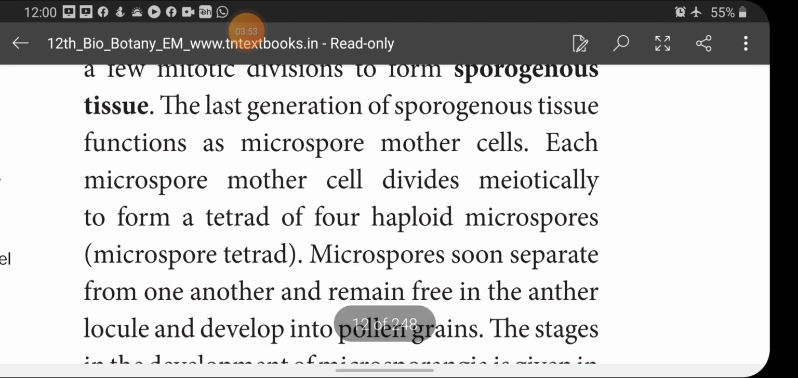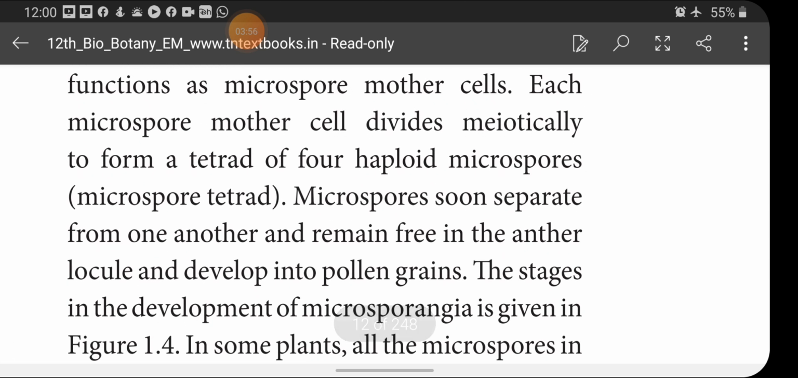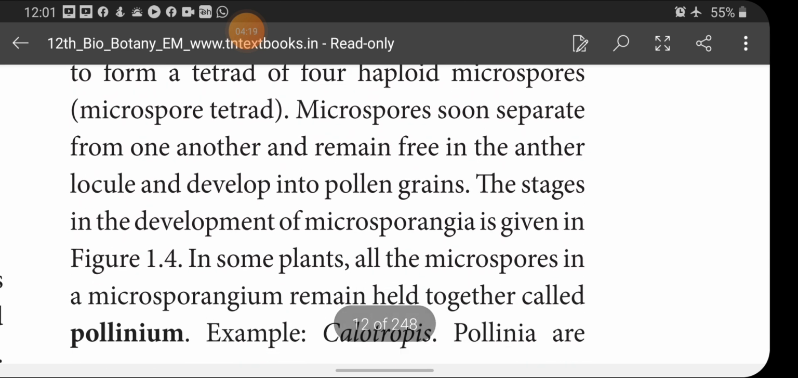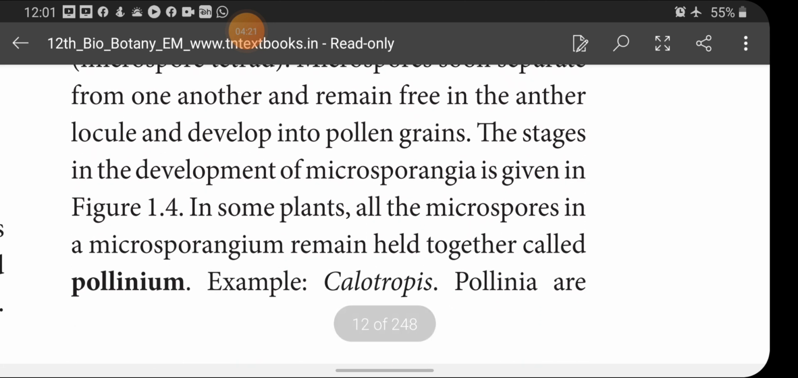The last generation of sporogenous tissue acts as a microspore mother cell, and each microspore mother cell divides meiotically to form a tetrad. That means 4 haploid microspores remain together. That condition is called what? Tetrad. After some period, the 4 microspores of the tetrad separate from each other, become free in the anther locule, and later develop into pollen grains. The stages in the development of microsporangia are given.